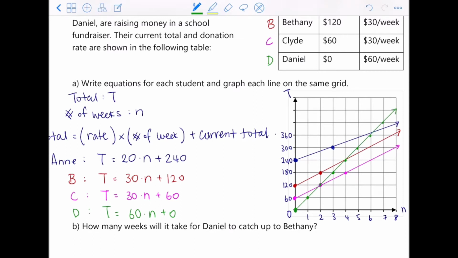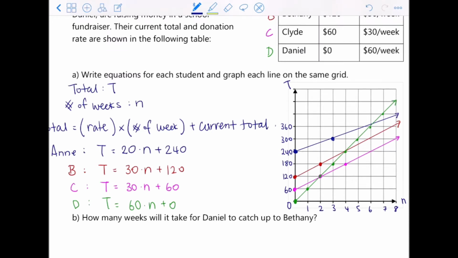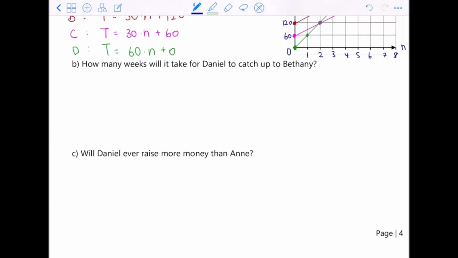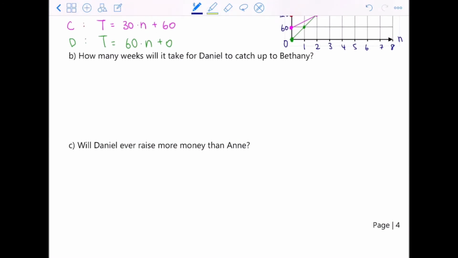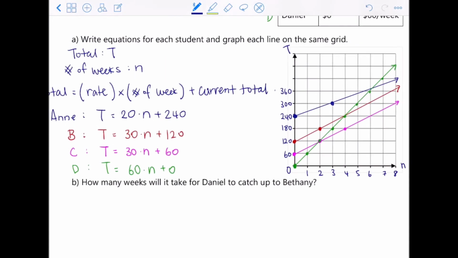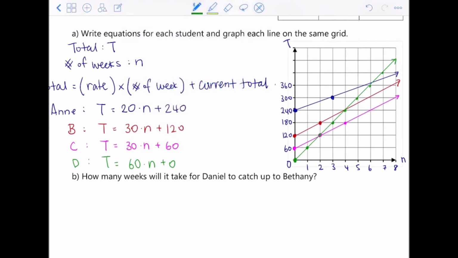All right, so now we have graphed all 4 equations. Part B. How many weeks will it take for Daniel to catch up to Bethany? So Daniel is the green one, and Bethany is the red line one. All right, so let's take a look. In order for us to determine how many weeks it takes, we need to find the intersection. So when does this happen?